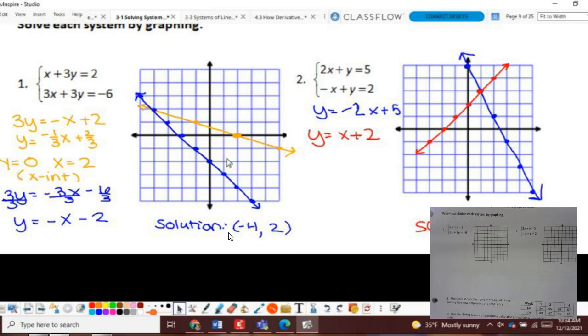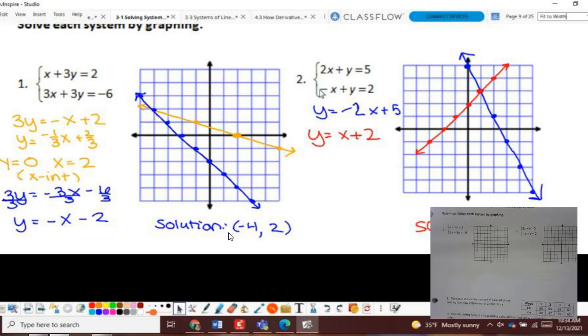These are intersecting lines. Intersecting lines have one solution, and this is what we would describe to be an independent system. So intersecting, independent, one solution.